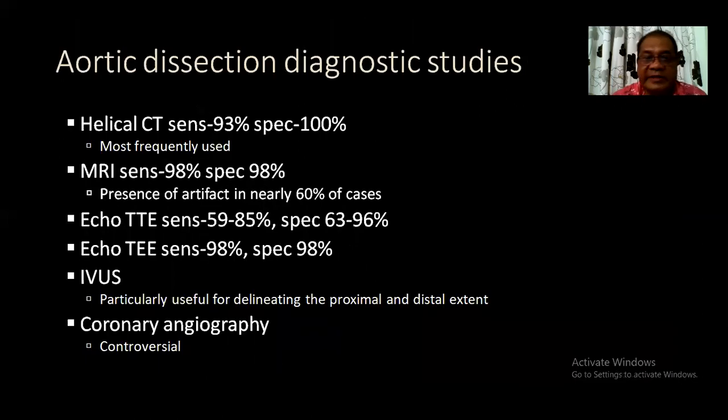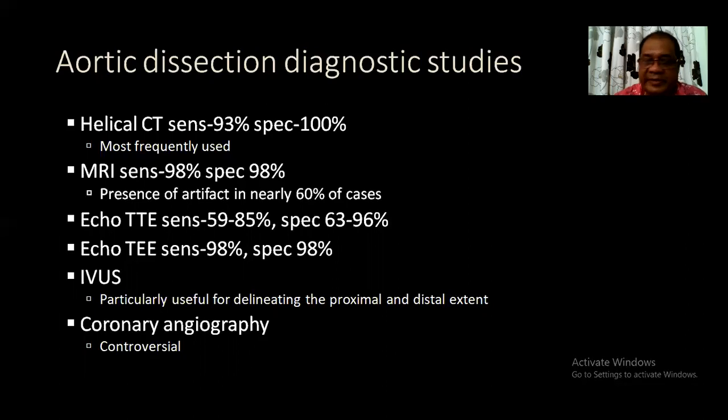The diagnostic studies are very important. There are a lot of differences between the sensitivity and specificity of the diagnostic tools. The helical CT has a sensitivity of 93% and a specificity of 100%. It is most frequently used because it is very rapid and gives very good results.